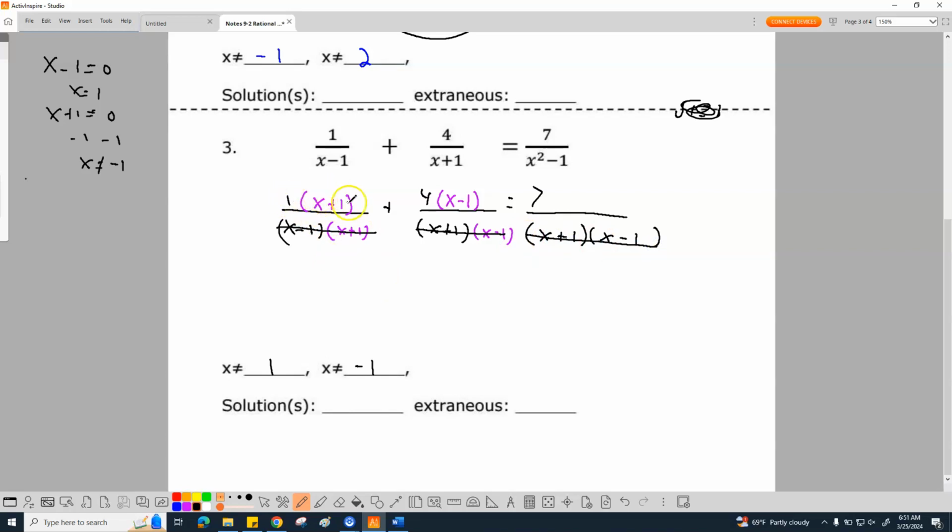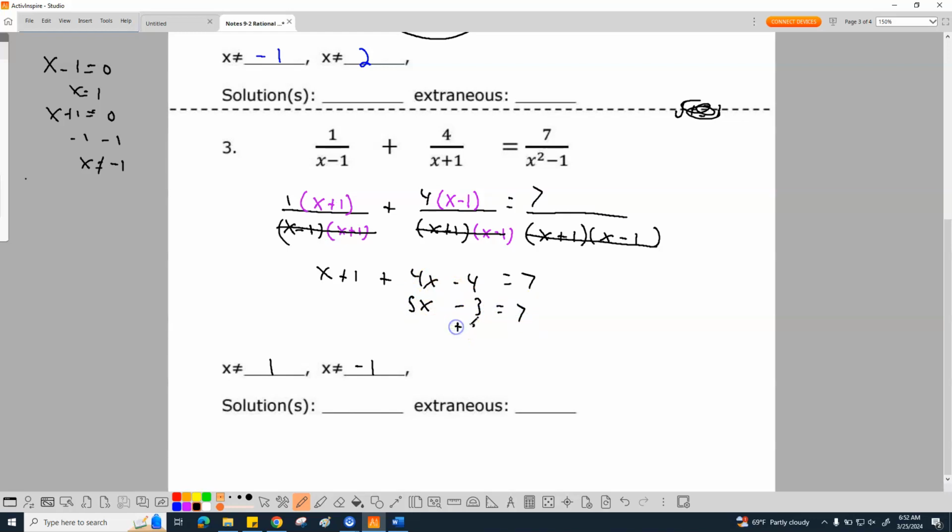1 times x is x. 1 times 1 is 1. So I'm just going to write x plus 1 plus this 4x right here, 4 times x. And then 4 times negative 1 is negative 4, equaling 7. We combine all these terms. x plus 4x is 5x. 1 minus 4 is negative 3. So I have 5x minus 3 equals 7.